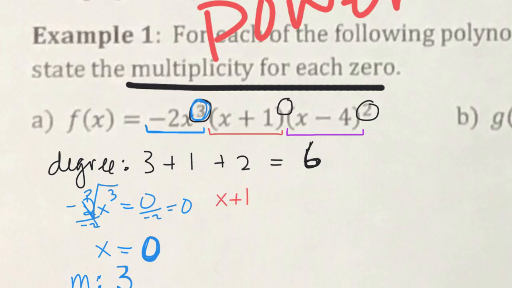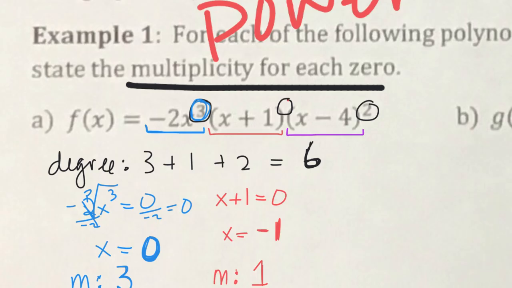x plus 1 is our next factor equals 0. So what number plus 1 equals 0? You do -1. And what's the multiplicity for this one? What's the power of this factor? 1. It's a 1, right? Because there's nothing here, so we're going to call that a 1. It's not a 0 because there's a factor there. If it's missing a power, then the power is 1.